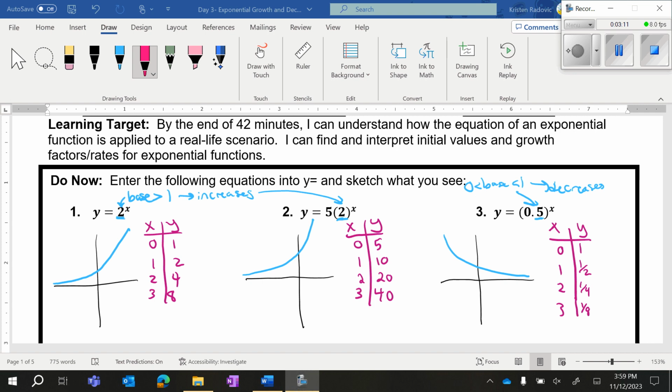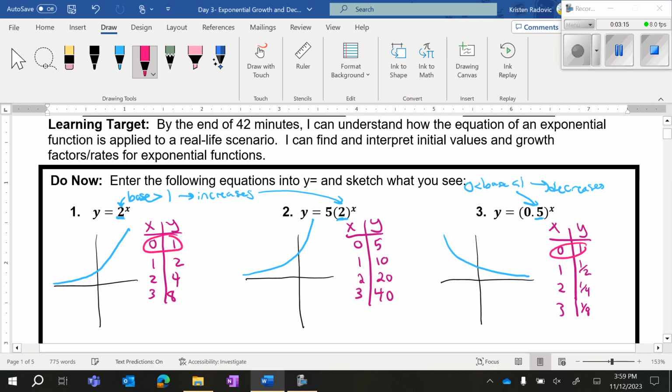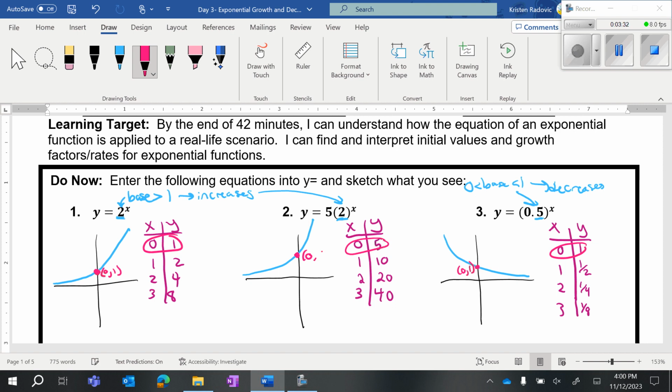Now, if you see what all of these graphs have in common, we have our starting point. For the first and the second one are the same. So we have that this coordinate right here is (0, 1), and this coordinate right here is (0, 1) as well. However, this one has (0, 5) as our initial value. Initial is your starting point.